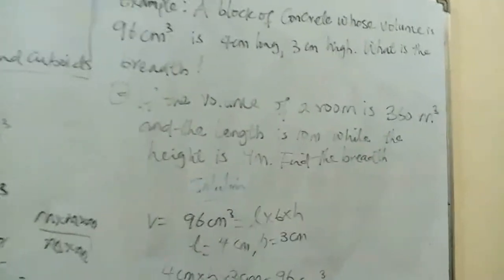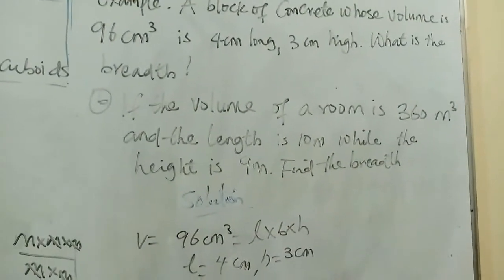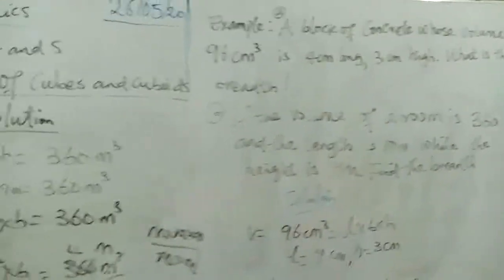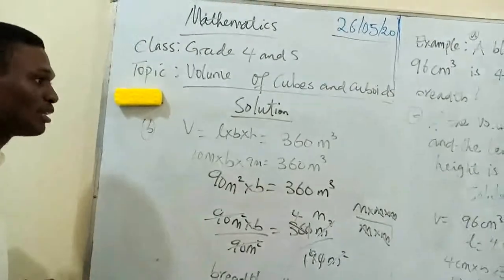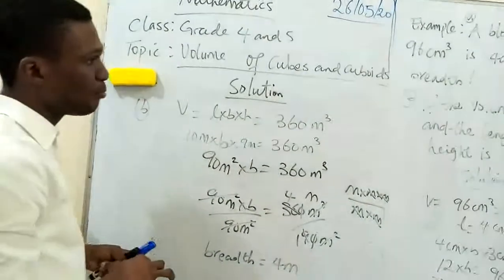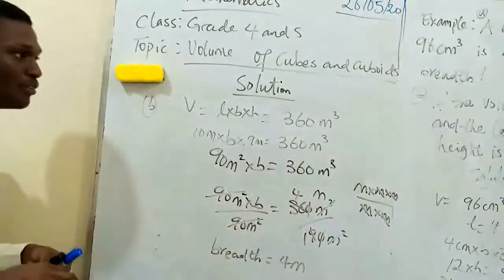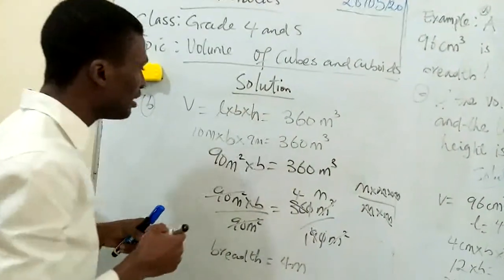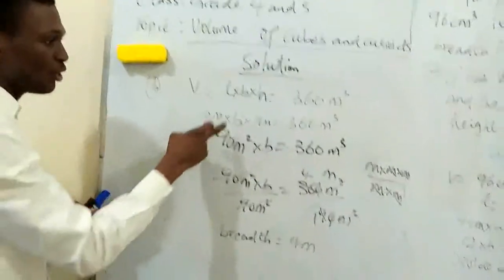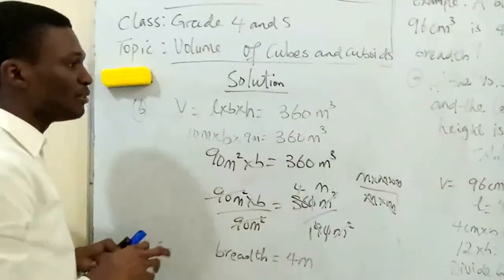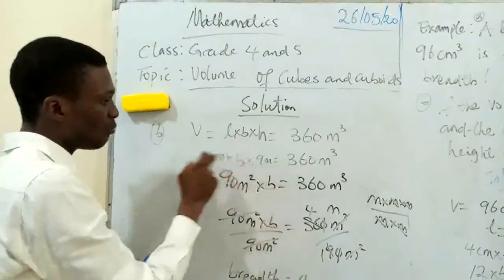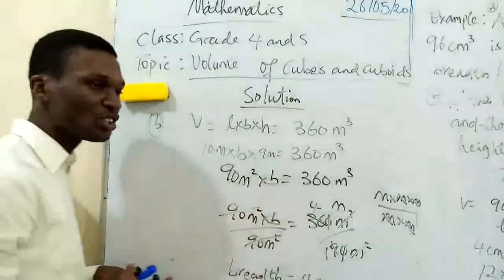Let's go over it again. If the volume of a room is 360 meters cubed and the length is 10 meters, while the height is 9 meters, find the breadth. So we apply the formula length times breadth times height as the volume, the formula for calculating the volume of a cuboid, and that's equal to 360 meters cubed. We are given a length of 10 meters, an unknown breadth, and a height of 9 meters. We are to find the breadth. So we substitute this, multiply these two, and it will give us 360 meters cubed.